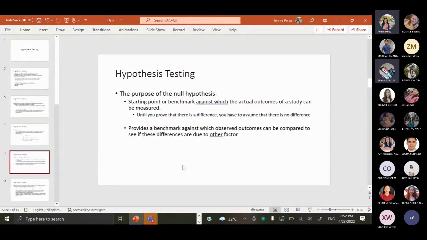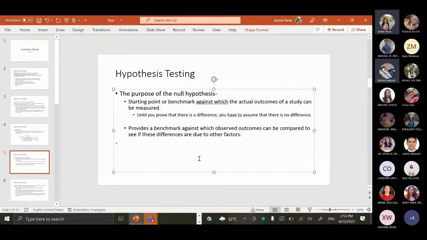Okay? The purpose of the null hypothesis is that it is the starting point or benchmark against which the actual outcomes of a study can be measured. Until you prove that there is a difference, you have to assume that there is no difference. The null hypothesis provides a benchmark against which observed outcomes can be compared to see if these differences are due to other factors.